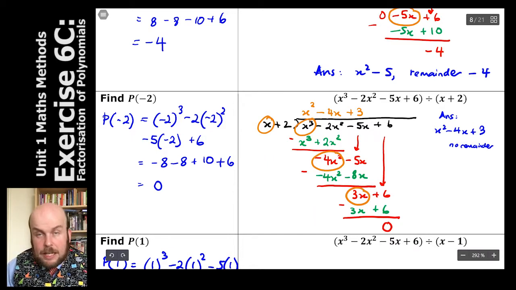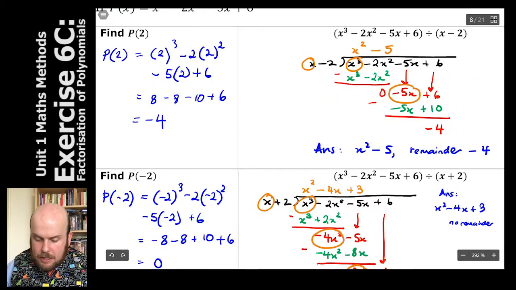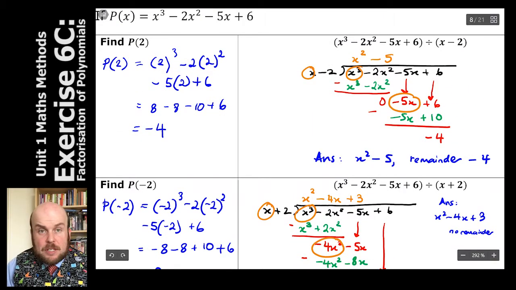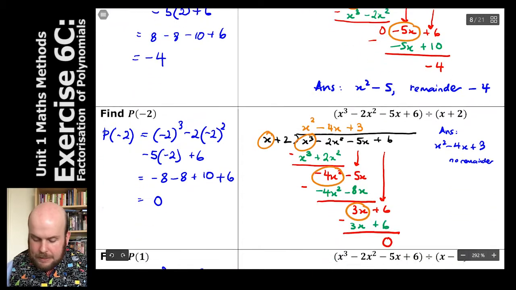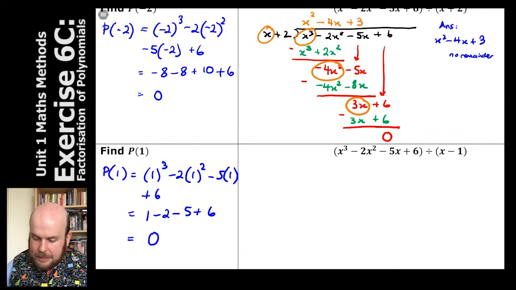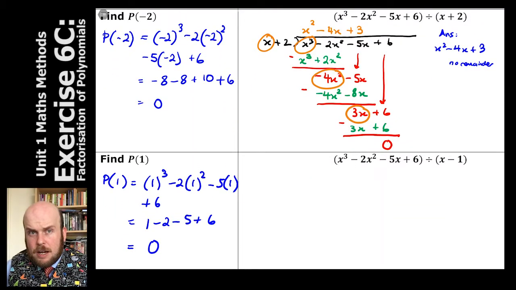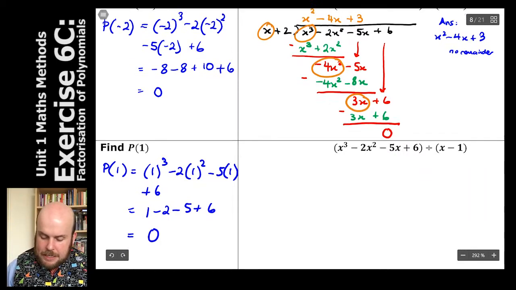So interestingly, when I substituted negative 2, I got 0. When I divided by x plus 2, I got a remainder of 0. When I substituted with just plain ordinary positive 2, I got an answer of negative 4. And when I divided by x minus 2, I got a remainder of negative 4. So I wonder if we can see a pattern developing here. Also, I wonder if it's jolly good that we've managed to get ourselves a lovely no remainder here.